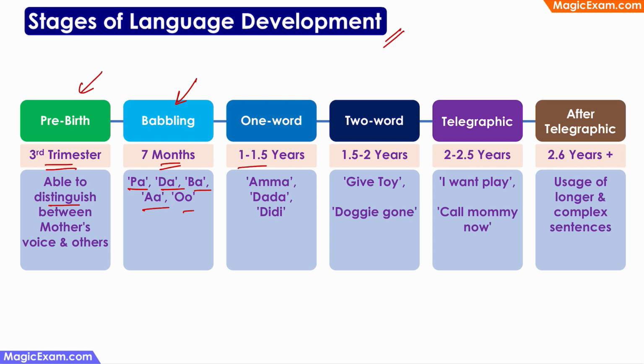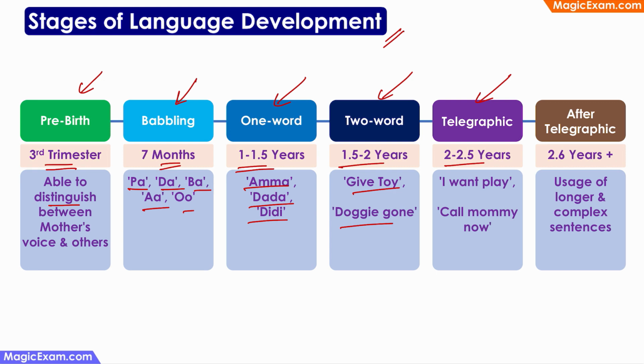And between the ages of 1 to 1.5 years, they start using one words. That is, amma, dada, didi. And between 1.5 to 2 years, they start using two words, such as give toy or doggy gone. And between 2 to 2.5 years, they start using telegraphic speech.